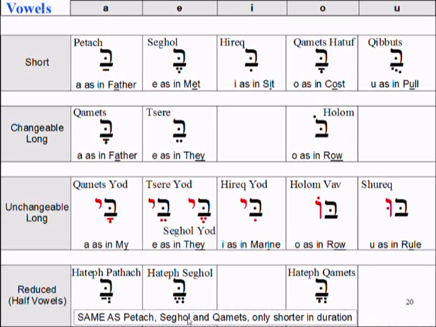So same as patach, seagull, and kametz. These three are the same as these ones up here, but they've been shortened with these two dots, the hatif. They're called the half vowels. So these are vowel symbols, and although that might be quite disconcerting initially, it's just one thing that you'll have to learn. Maybe over 2 or 3 weeks, commit these to memory. And that's the vowels.